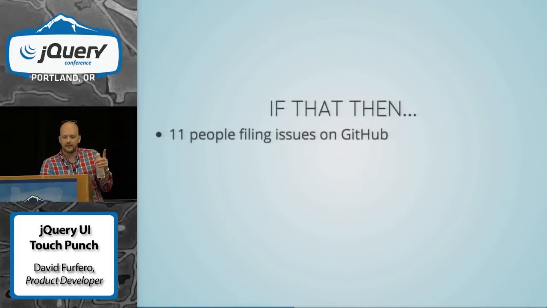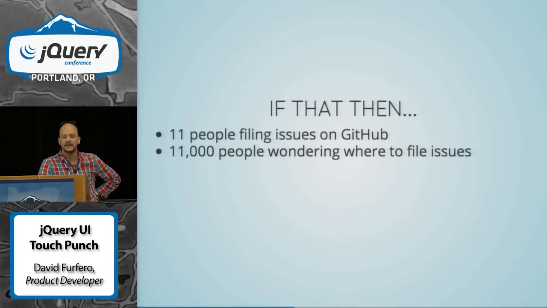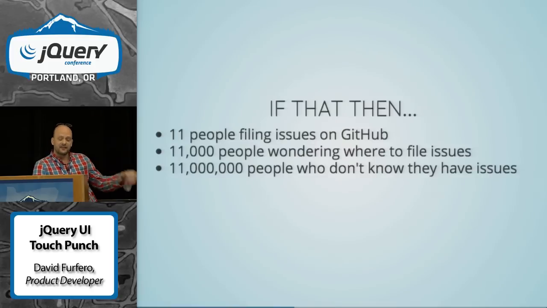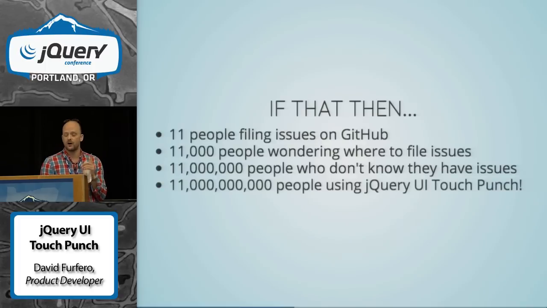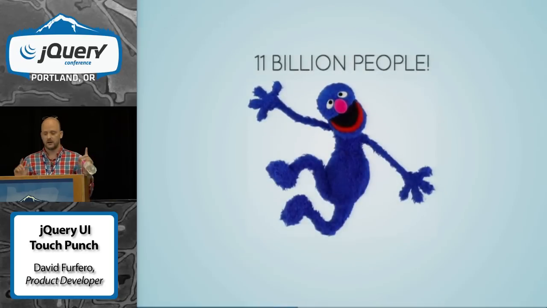But I started to do the math. If 11 people are filing issues on GitHub, that means that probably 11,000 people are wondering where to file issues. And if that, then there's probably 11 million people who don't even know they have these issues. And if you follow my logic, that means there were 11 billion people using jQuery UI TouchPunch. 11 billion people.